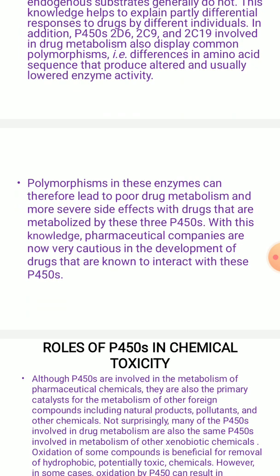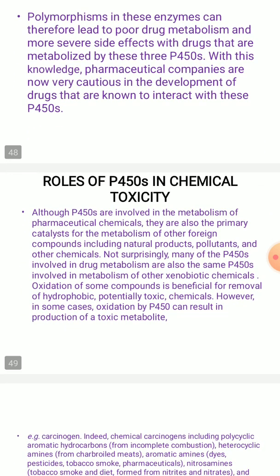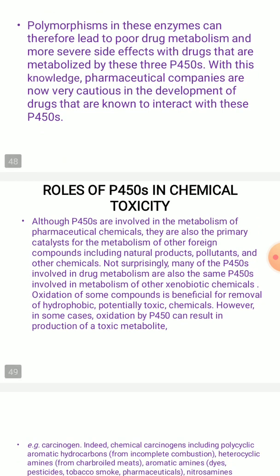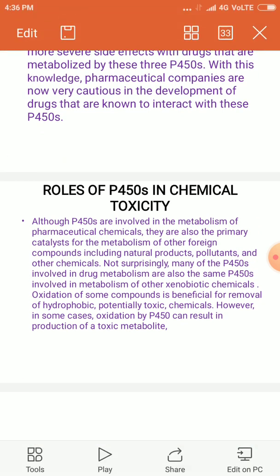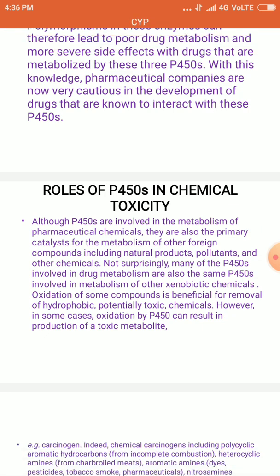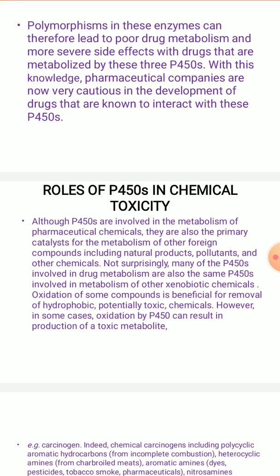With this knowledge, we can see that some pharmaceutical companies are going to be very cautious in the development of drugs which are known to interact with these P450 monooxygenase enzyme systems. So, coming to the role of P450 in chemical toxicity, how is it going to act? It is involved mainly in the metabolism of pharmaceutical chemicals. It is the primary catalyst for the metabolism of other foreign compounds, which include natural products.